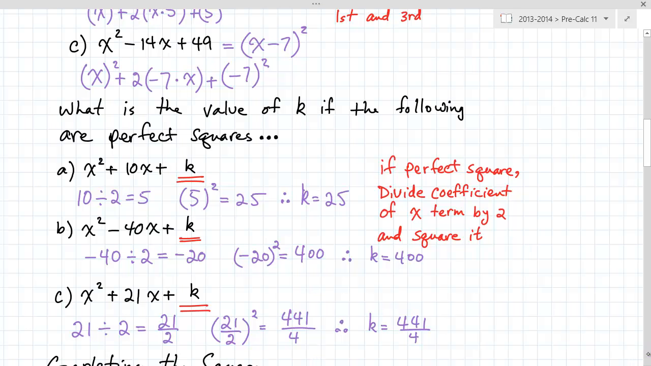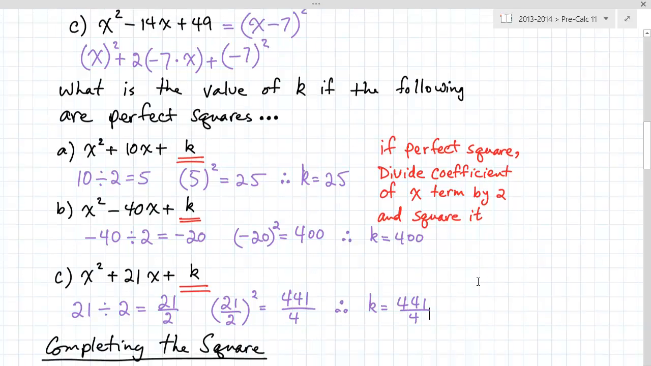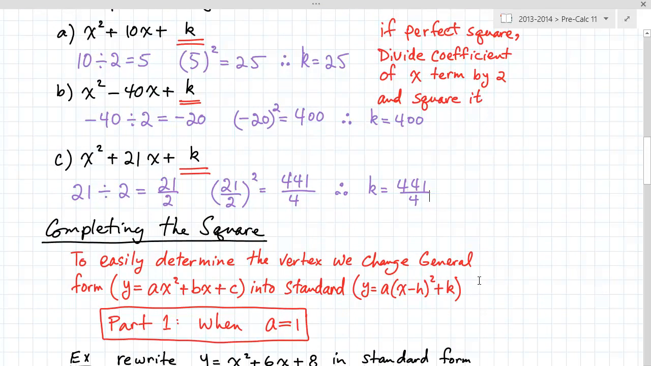So now we're going to move into completing the square, which is our objective. Okay. To easily determine the vertex, we change general form, which is y equal to ax squared plus bx plus c, into standard form, which is y equal to a times x minus h squared plus k. We want to find out where the vertex is. We want to find out where the zeros are, right? Or solve for the zeros quickly, right?